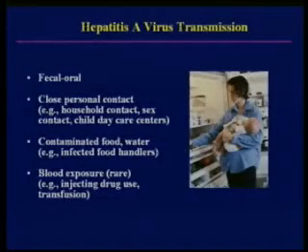Okay, so here are the routes of transmission. It's fecal-oral, close personal contact, so household contact, sex contact, child daycare centers, contaminated food and water, or blood exposure, which is rare, because blood is screened now, but certainly injected drug use and transfusion.